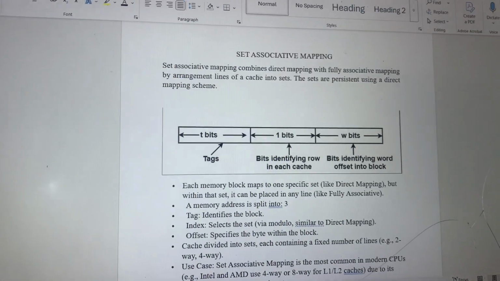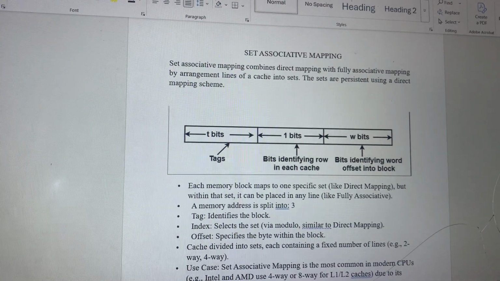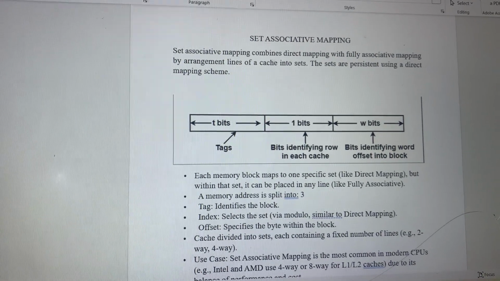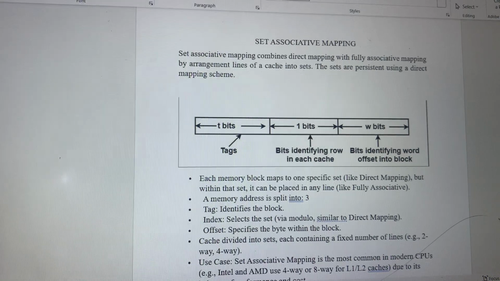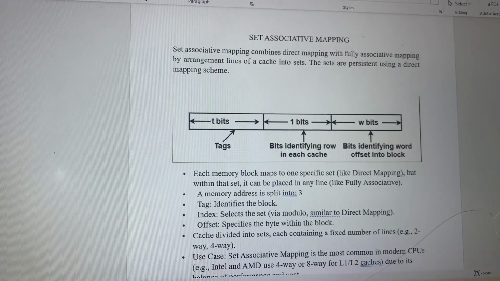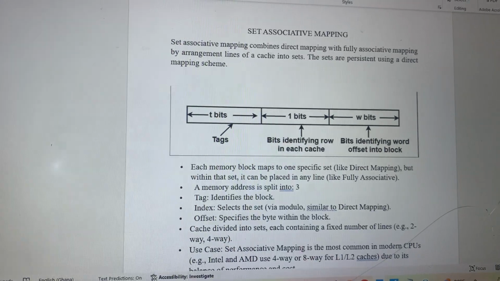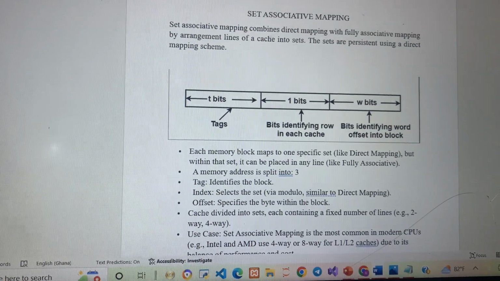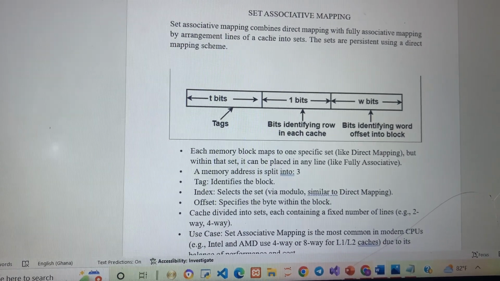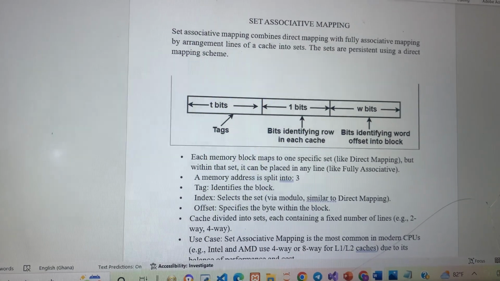Next, we'll delve into set associative mapping. Set associative mapping combines direct mapping with fully associative mapping by arranging the lines of a cache into sets. The sets are addressed using a direct mapping scheme. Each memory block maps to a specific set like direct mapping, but within that set it can be placed in any line like fully associative. So sometimes people say it's a hybrid.